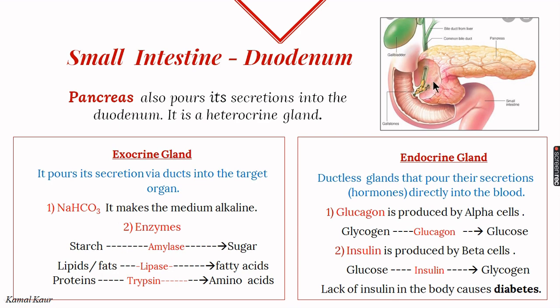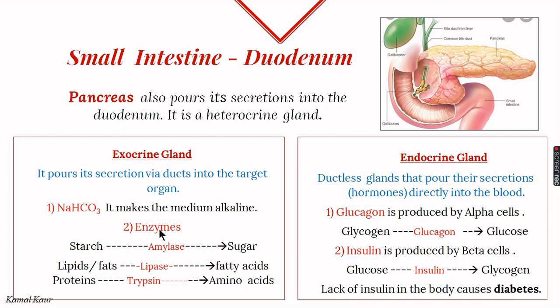Now pancreatic juice is secreted into the duodenum with the help of a duct, which means that the pancreas is behaving as an exocrine gland. Now exocrine glands are the glands which pour their secretion with the help of ducts into the target organ. Now pancreatic juice is being secreted and it contains two things. Number one is sodium bicarbonate, which we know is basic in nature. So it helps to make the medium alkaline for the functioning of the enzymes.